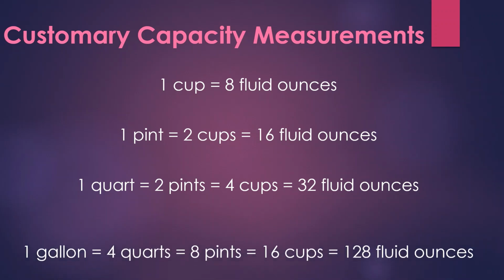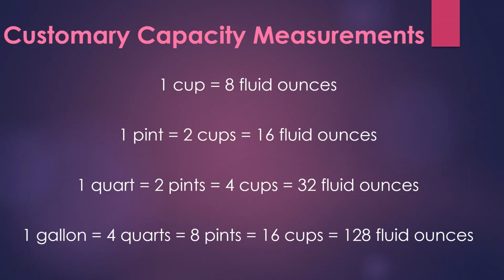And our biggest unit is the gallon, and if I have 1 gallon, we know that there are 4 quarts in 1 gallon, and 4 quarts is going to equal 8 pints. 8 pints equals 16 cups, and 16 cups equals 128 fluid ounces. These are all the numbers that you need to know as you're completing your work with customary capacity.